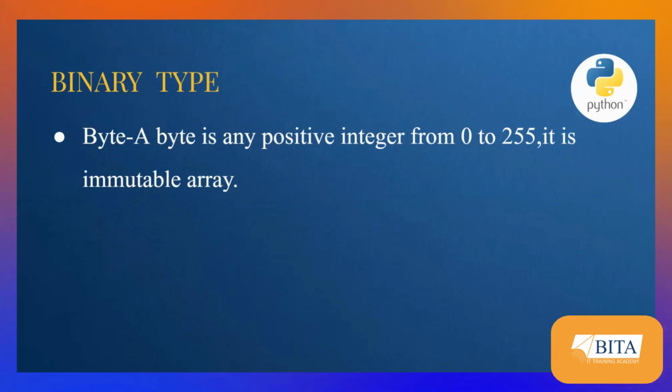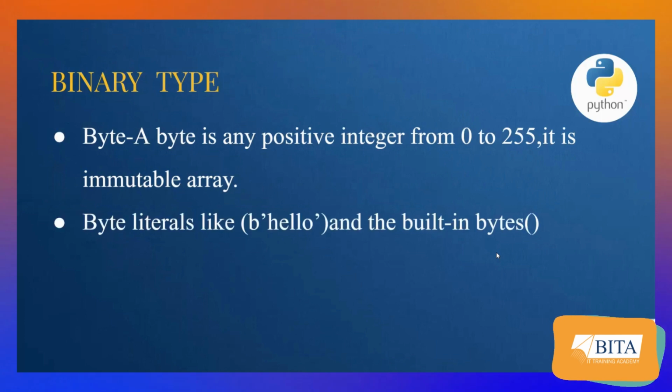So what is a byte representation? It is zeros and ones only. And we can call bytes an immutable array. Immutable means we cannot modify the data once we create it.